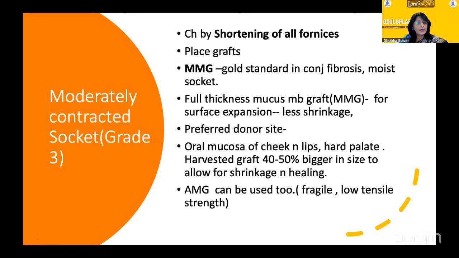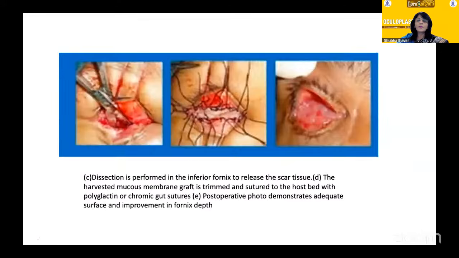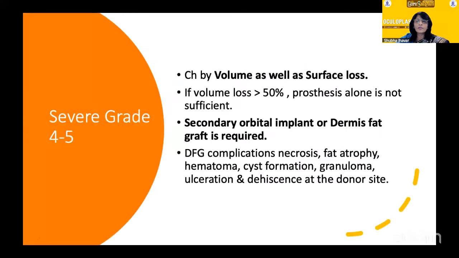Now, in a moderately contracted socket, that is shortening of all the fornices, you have to place a mucous membrane graft. That is the gold standard. The preferred donor site is the lips, and you may also use the cheek depending upon the size you require. So harvesting of the buccal mucous membrane graft is done from inside the lower lip, and some mucosal tissue is trimmed. Dissection is performed, the conjunctival fibrosis is dissected out, and the mucous membrane is sutured to the host bed. And here you can see that an adequate surface and fornix depth is formed.